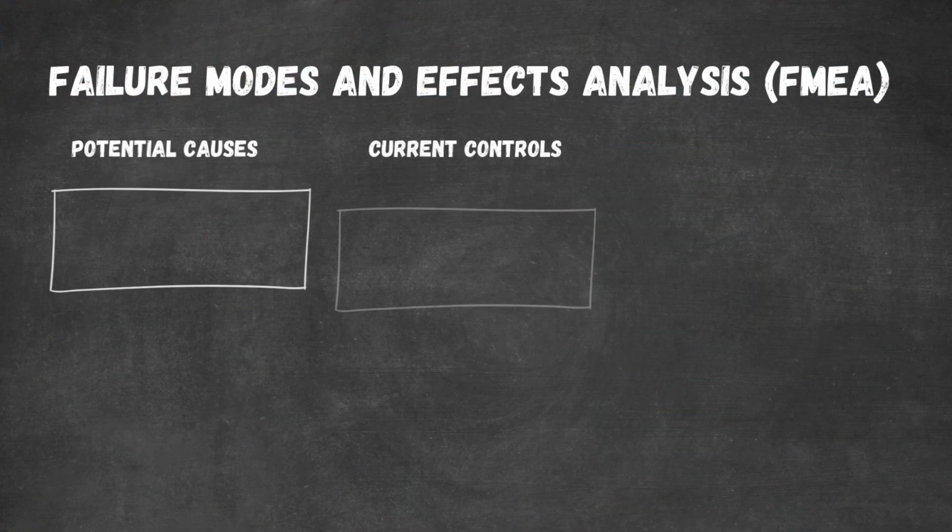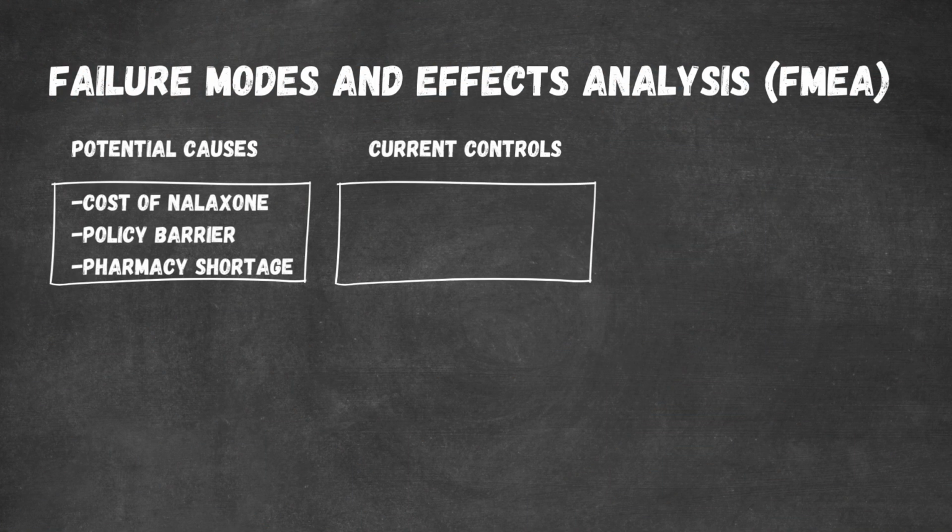Next is column 7, current controls. What process do we have in place that can prevent the potential cause of the failure mode from occurring? Maybe we have a reliable funding source. And now we go back to columns 4, 6, and 8. Your team comes together to give each row a numerical value by assessing the severity, occurrence, and detection. The combination of these values will provide the team with a risk priority number, or RPN, that will be used to help the team decide which process step they should tackle first.